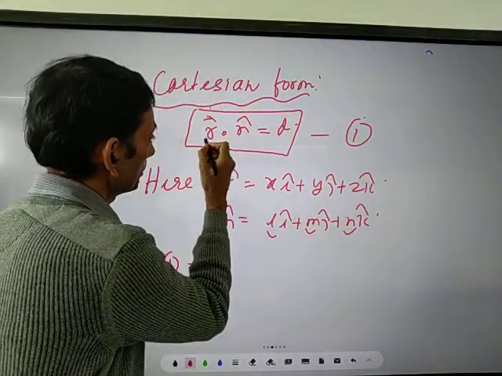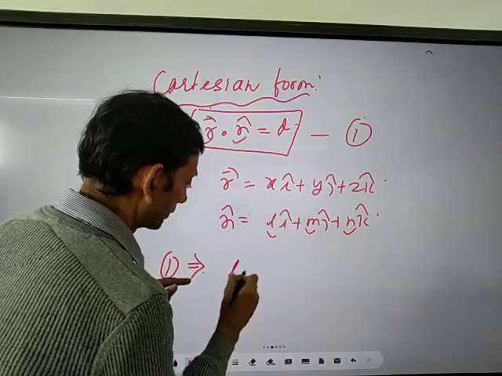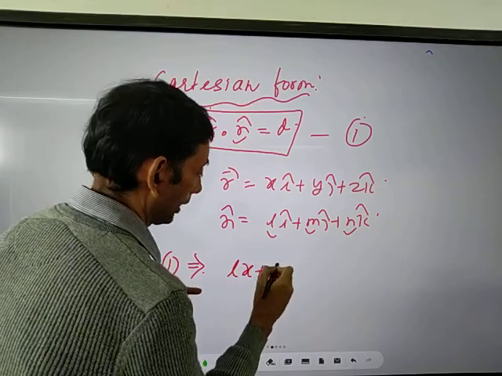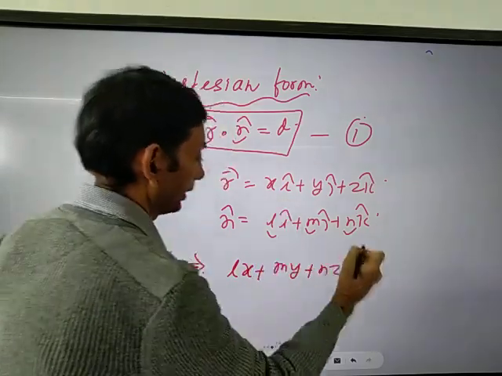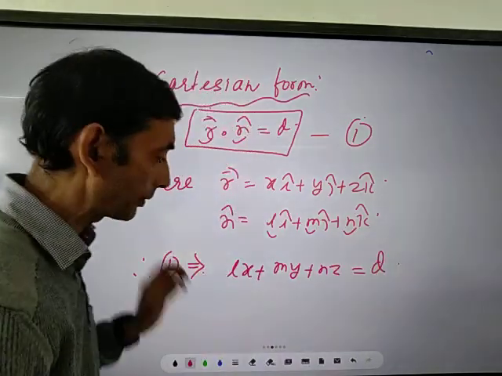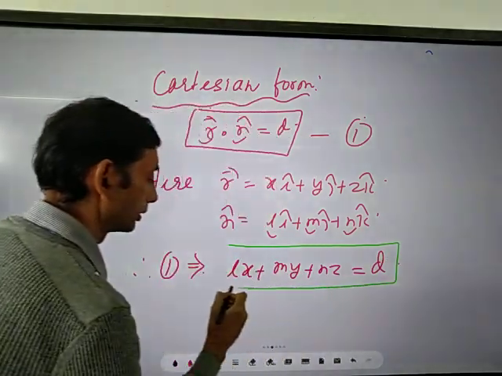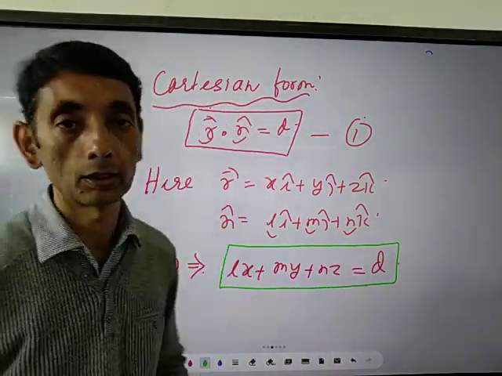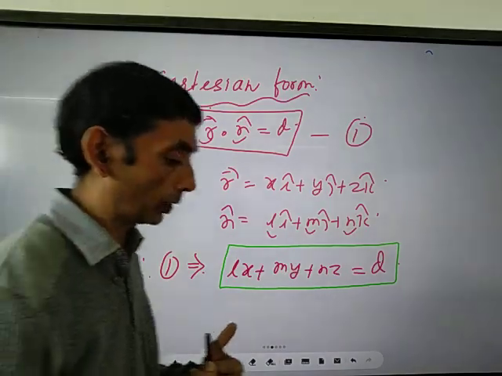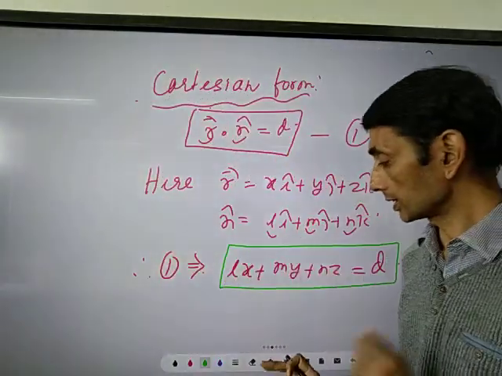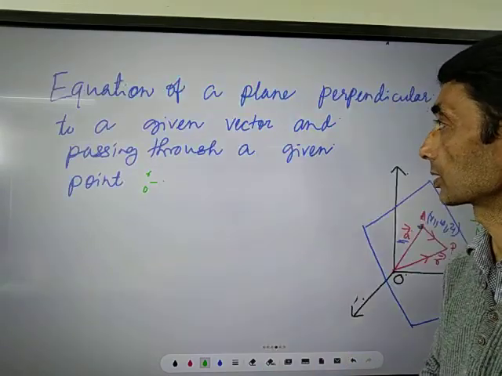So if you take the dot product between r and n cap, you get lx plus my plus nz equal to p, which is a very simple form and a very important equation of a plane. So this is the equation of a plane in Cartesian form, right? This is theory 1, and I will just move to the next concept.